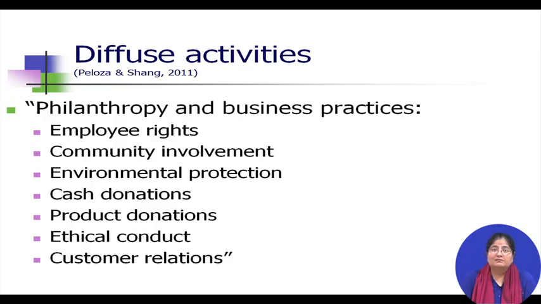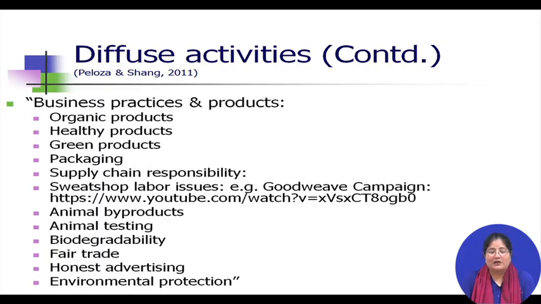Then diffuse activities, you could have philanthropy and business practices, you could have employee rights, community involvement, environmental protection, cash donations, again spread over a wider group of activities. So these are, again, that could be one. Then some other types of diffuse activities could be organic products. You sell organic products, you sell healthy products, you sell green products. Again, in a variety of ways you're looking after them.